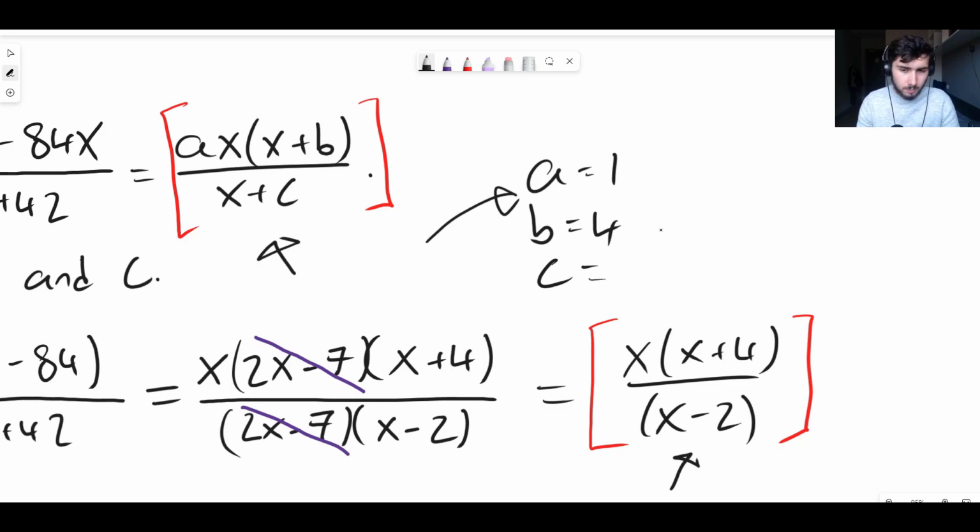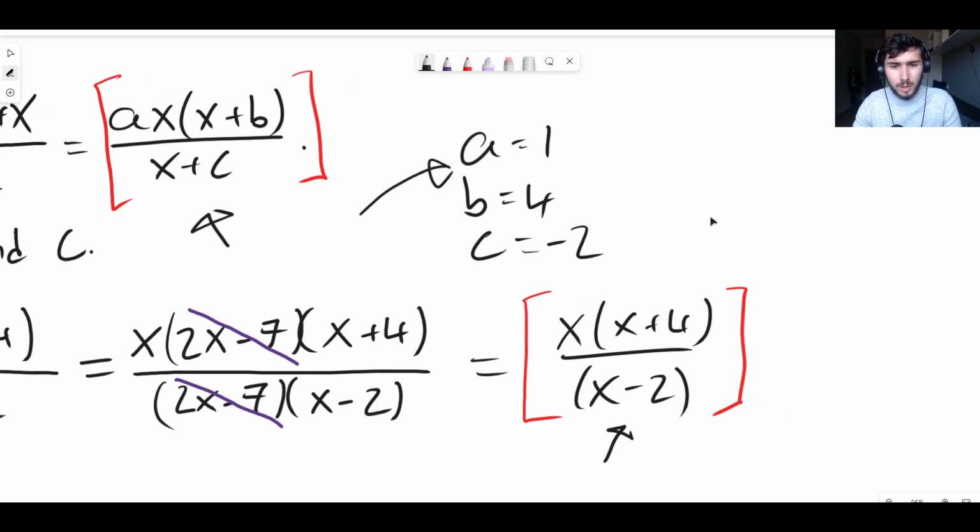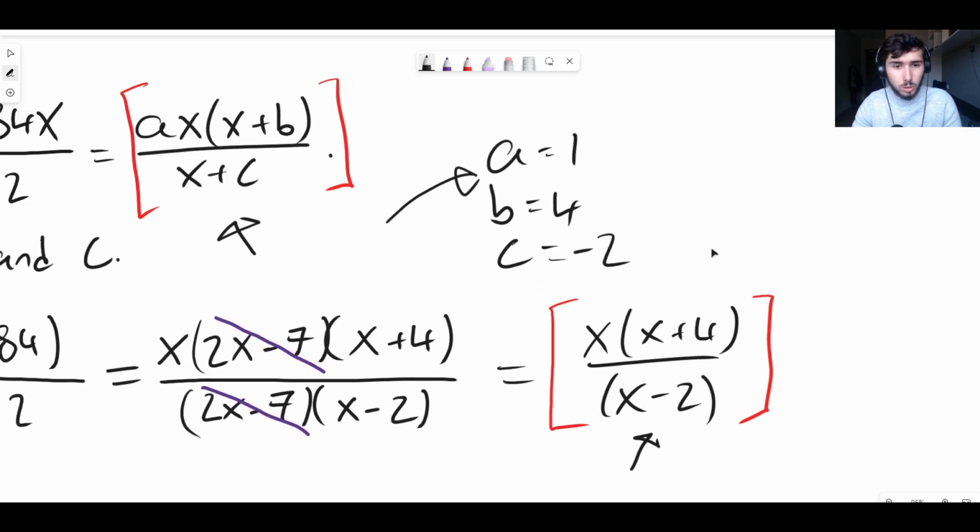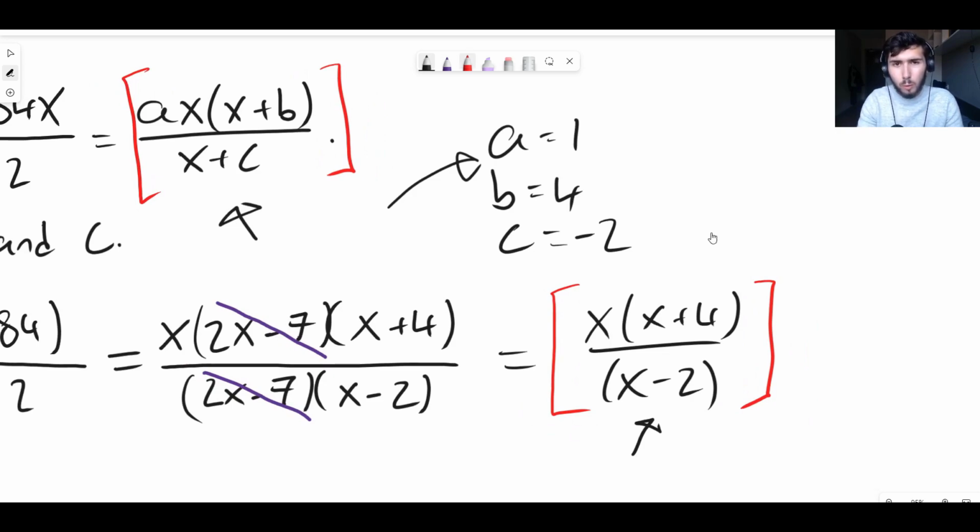You might think, oh dear, but it's not a problem, because x minus 2 is the same thing as x plus minus 2. The plus and the negative together make a negative. So x minus 2 is x plus minus 2, same thing. So actually, C is just minus 2. And this is it. These are our answers. This is the factorized version, and that's what you do. That would give you 4 marks in an A-level maths exam.